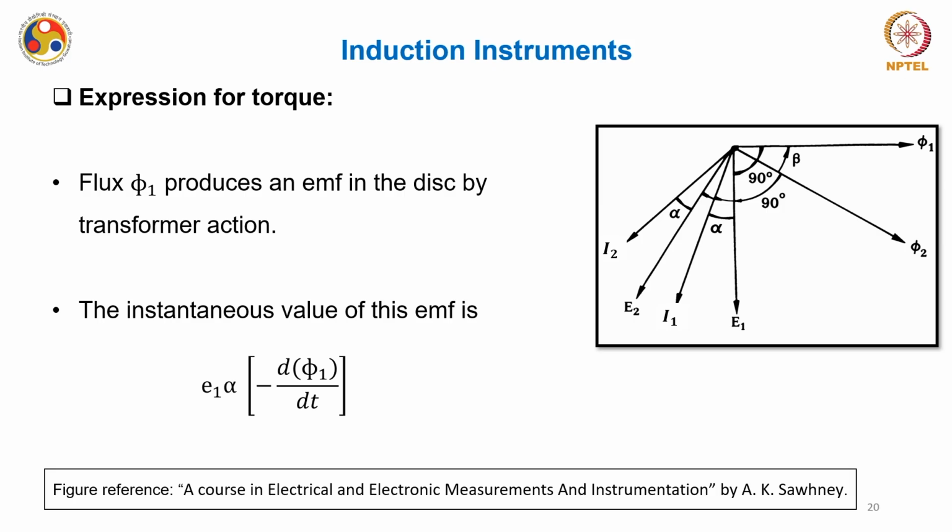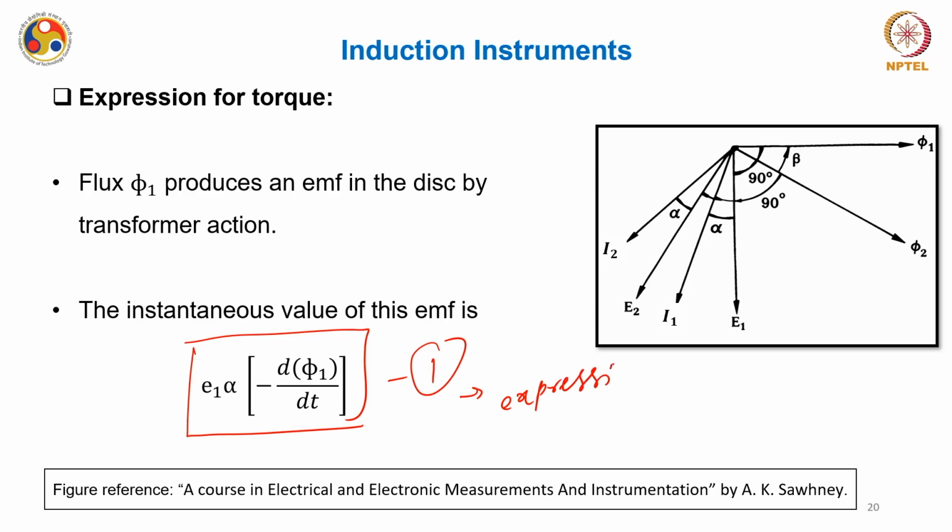Now flux phi 1 produces an EMF in the disc by transformer action, and the instantaneous value of this EMF can be written as E1, which is directly proportional to minus d phi 1 by dt. So I am calling this my first expression. I am not calling it an equation, this is my first expression. We will be using this later on in this lecture. So the instantaneous value of the EMF is directly proportional to minus d phi 1 by dt, the rate of change of flux linkage phi 1.